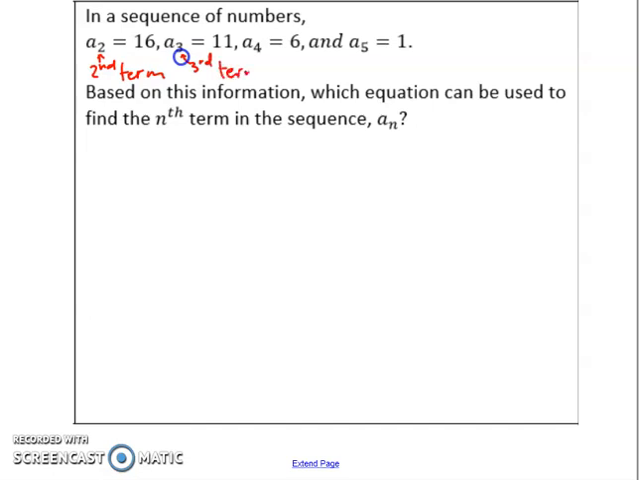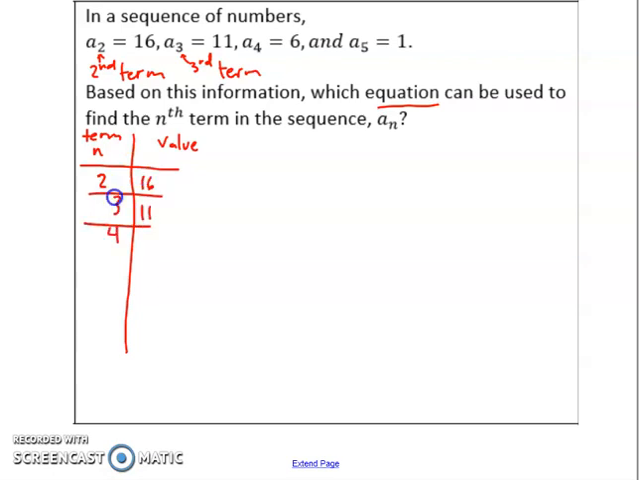The fourth term is 6. The fifth term is 1. Based on this, what's the equation that I can use to find any term in the sequence? So any term. I'm going to put my terms and my values, and I'm going to start where it starts. So I start with the second term, and that's 16. I have the third term, that's 11. I have the fourth term, that's 6. I have the fifth term, that's 1.